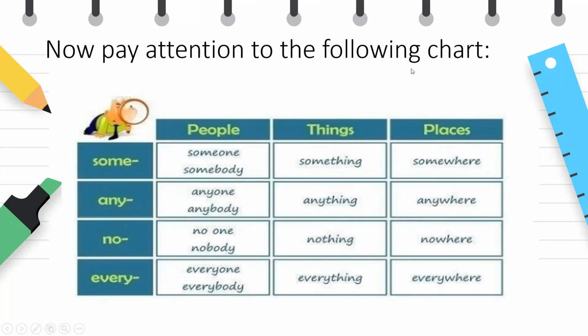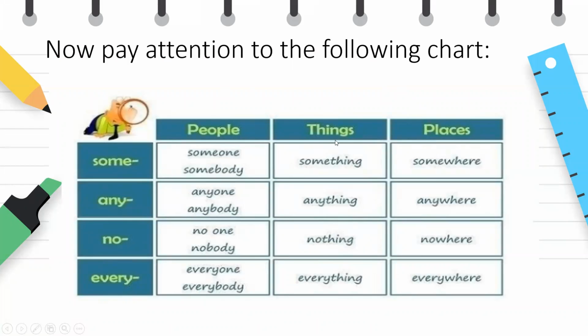Let's look at the following chart. We already said that indefinite pronouns are pronouns that do not refer to a specific person, thing, or place, and they can be compound words of some, any, no, and every. So when we talk about people, the indefinite pronouns are someone, somebody, anyone, anybody, no one, nobody, everyone, or everybody.